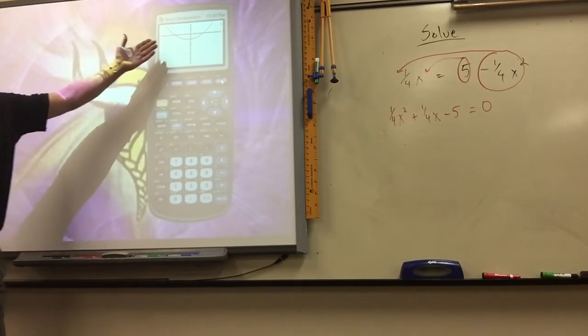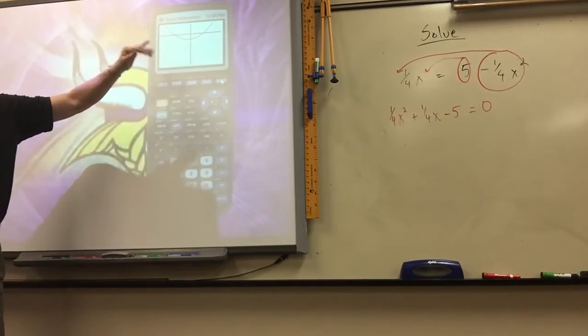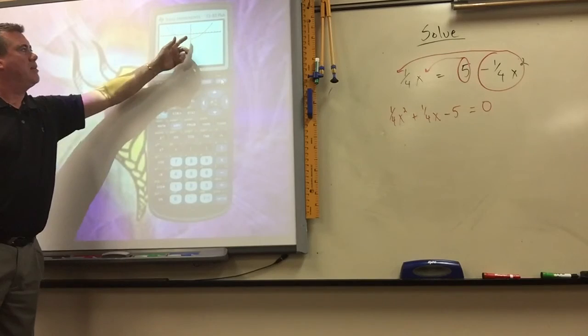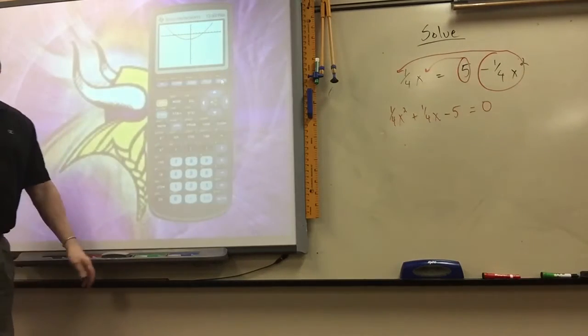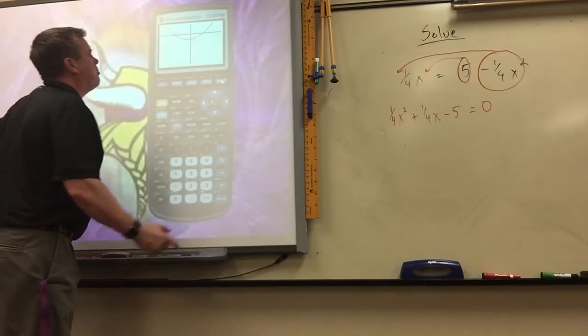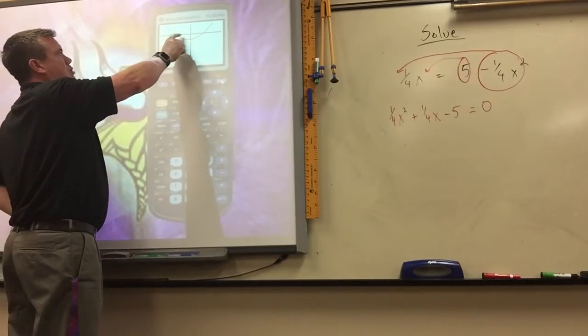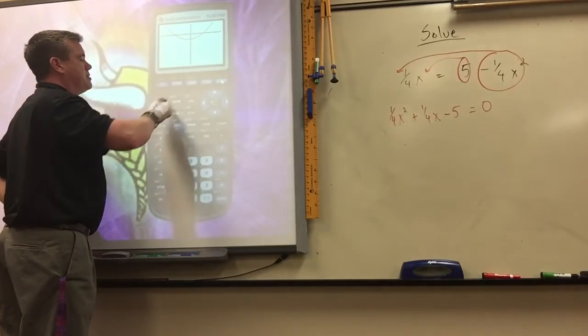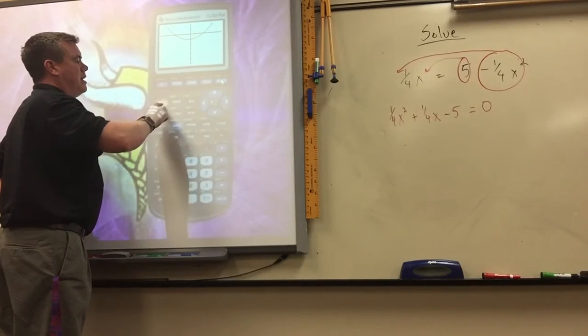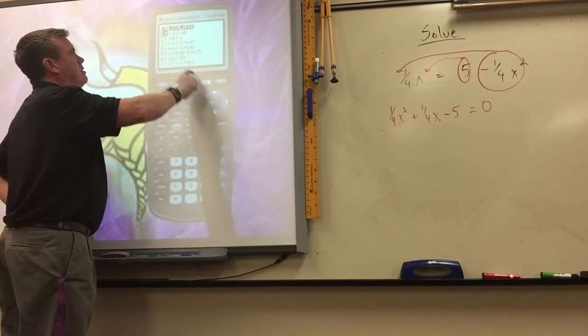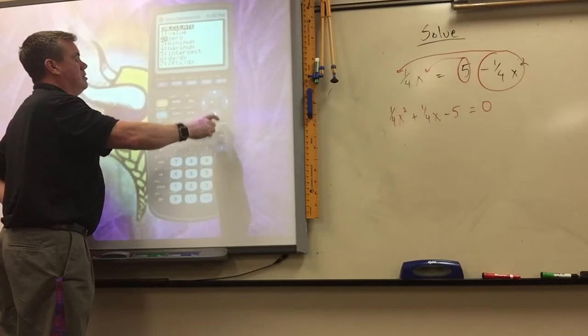I didn't change my window, but it still shows up. All I care about is seeing this and this. And if you're looking for the max or min, this. So, to find the two zeros, which are the two solutions, you got to go to this calculate. So hit second calc. Go to 0.